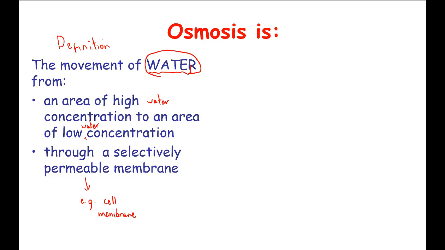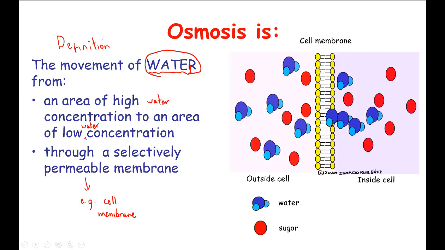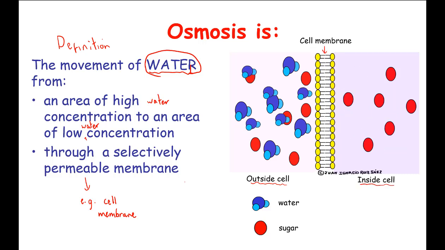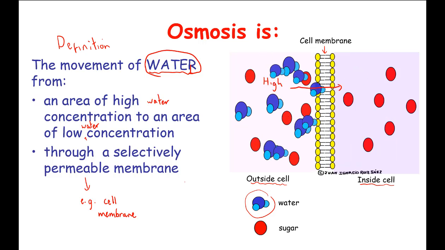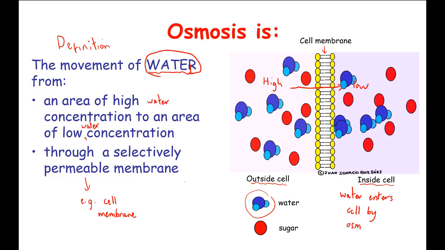So this little diagram shows you what that might look like. So here we have an area outside the cell. This is the cell membrane, and this is the area inside the cell. So what we can see here is these little water molecules move from an area of high concentration through a selectively permeable membrane to an area of low concentration. So in this case, water enters the cell by osmosis.